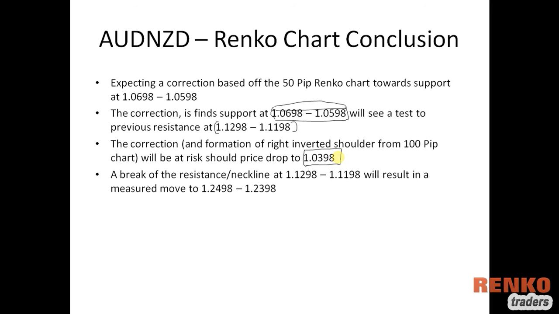Now, assuming that things go as planned and the inverted head and shoulders pattern is formed, we could see the neckline being broken, which will then result in a straight up rally to 1.2498 to 1.2398.